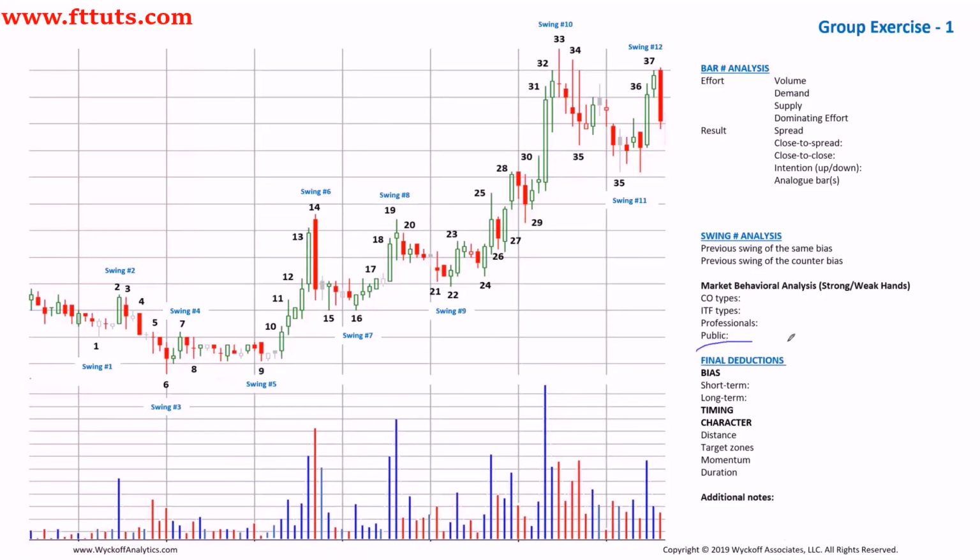And then obviously we need final deductions, or rather inductions. Those are going to be on the bias, on the timing, and on the character. And we'll talk about this more as we go through this exercise.